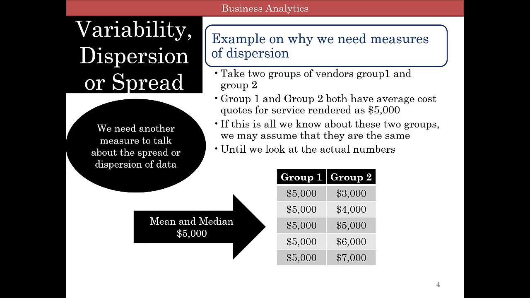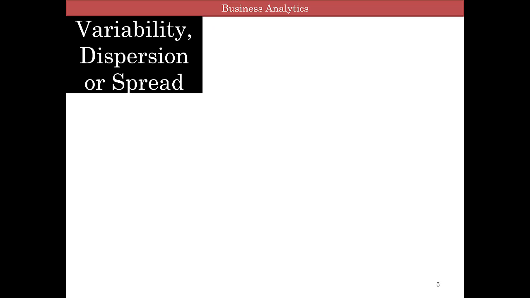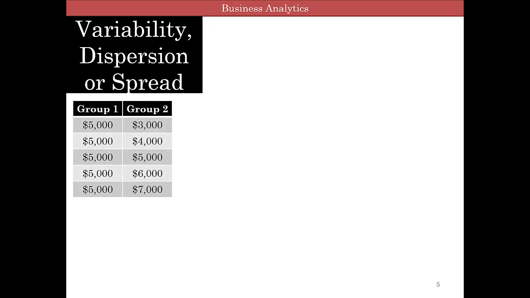So we do need a measure to talk about spread or dispersion of data. And the reason is, while this is 5 numbers and it's easy to find out, and I've used an extreme example for you so you can see why it's different, when you have lots of data, it doesn't jump out that these two groups are the same or different. And therefore, you need some kind of way to measure that dispersion or spread.